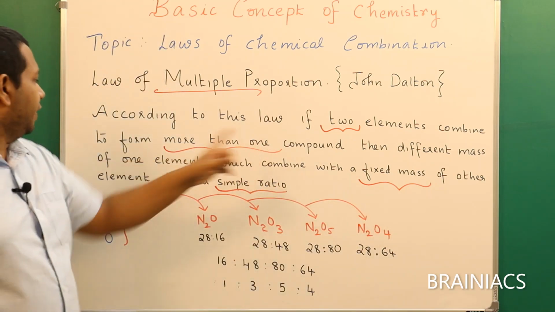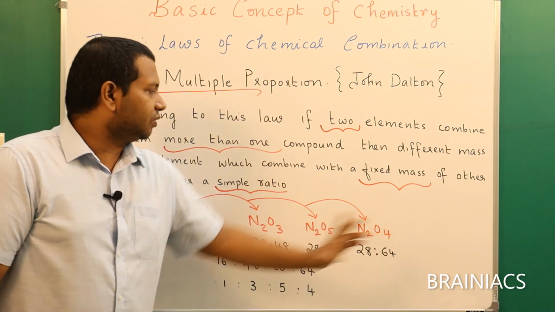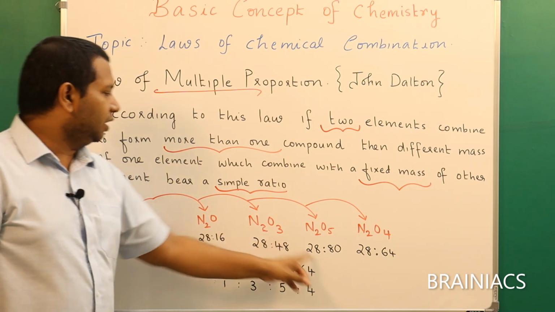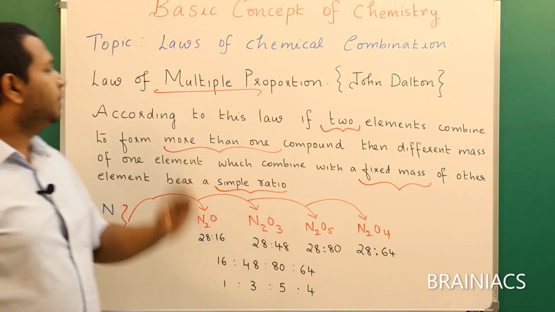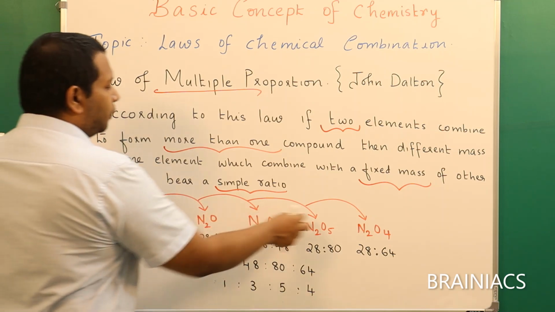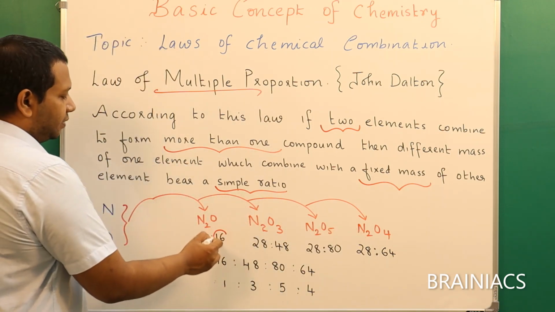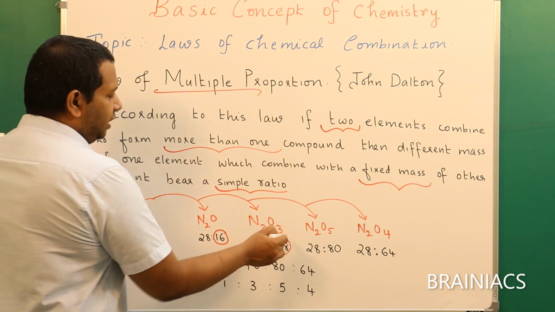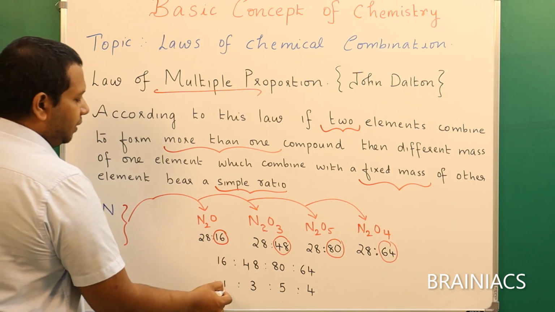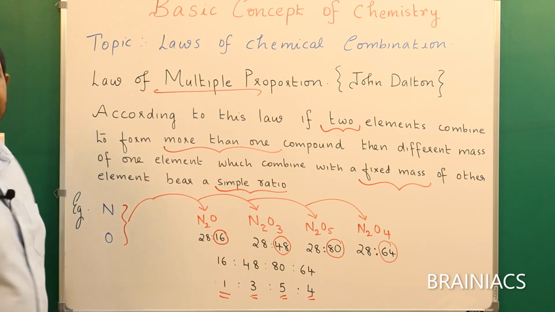Now, the different masses of one of the elements, you can see oxygen, 16 here, 48 here, 80 here, 64 here, combine with a fixed mass of the other element, nitrogen, 28, 28, 28, 28, and bear a simple whole number ratio. So the law is saying that if you fix the mass of one element as a particular value, and take the ratio of the other element, that is 16 is to 48 is to 80 is to 64, this will be a simple whole number ratio. So this is just a law, or basically an observation.